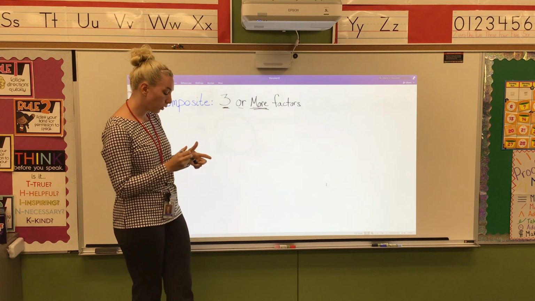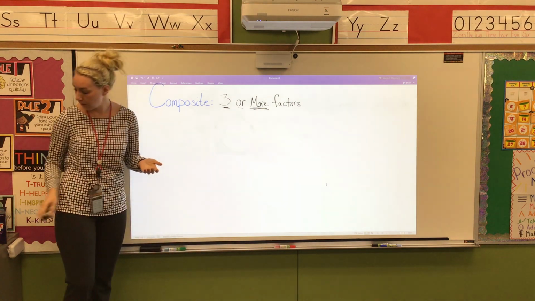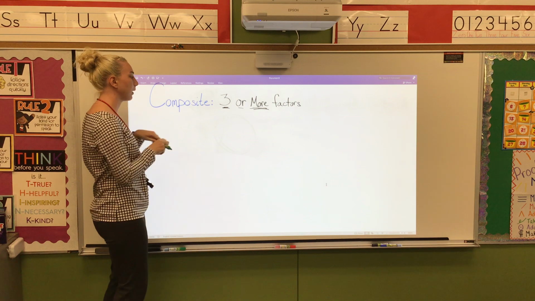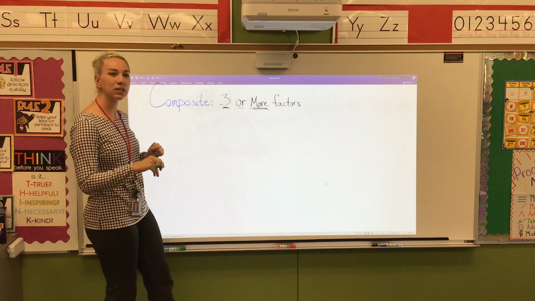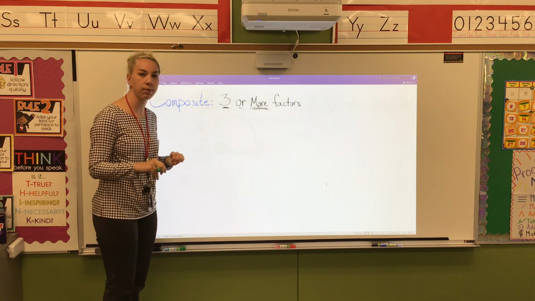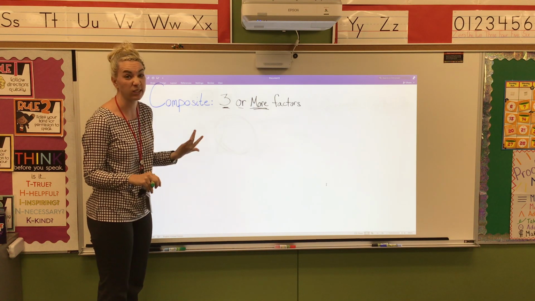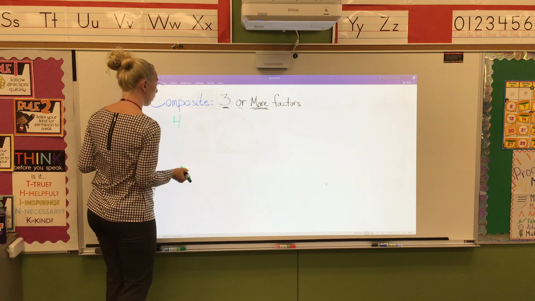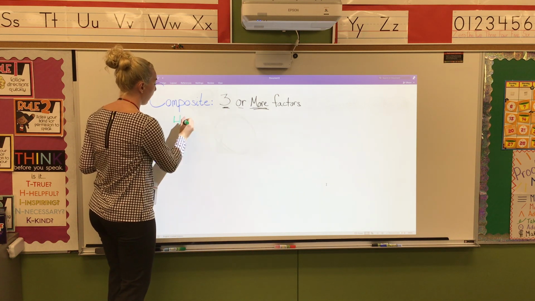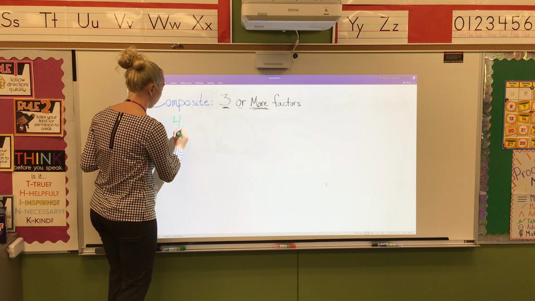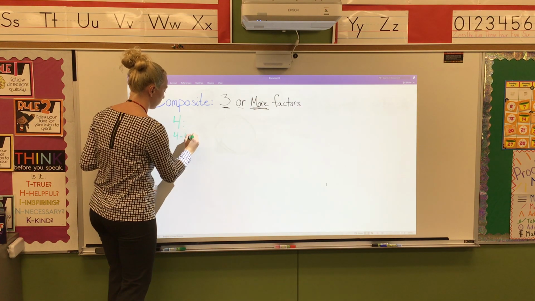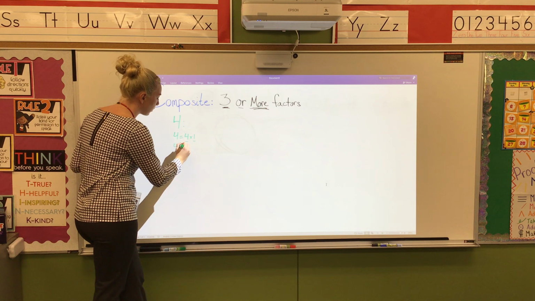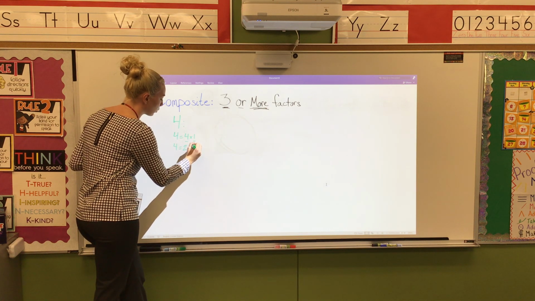All right? We're going to go through and practice some of these, see if we can figure it out. So, let's start with 4. 4 is the smallest composite number we have. I'm telling you right now, it's composite. But let's look at it and see what the factors are. When we have 4, we can do the factors of 4 times 1, right? We have 4 and 1. And 4 is also equal to 2 times 2.